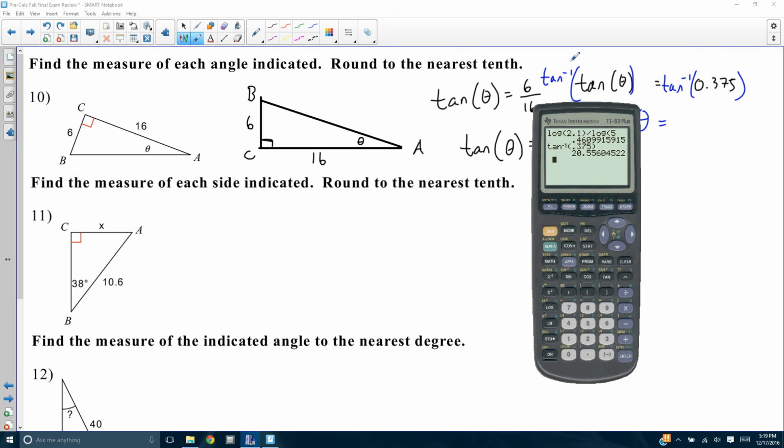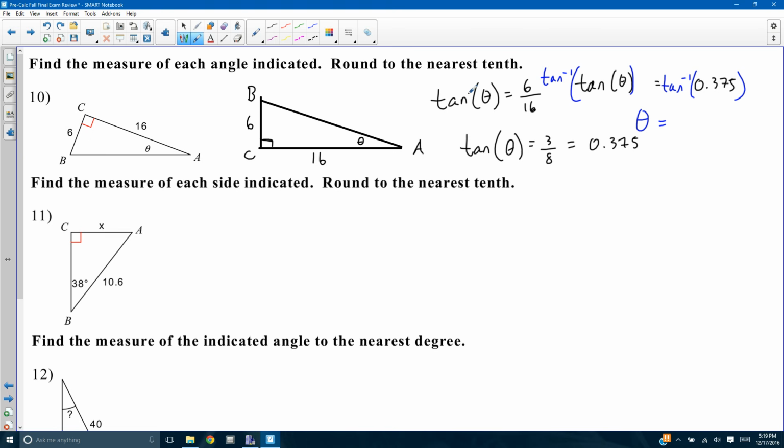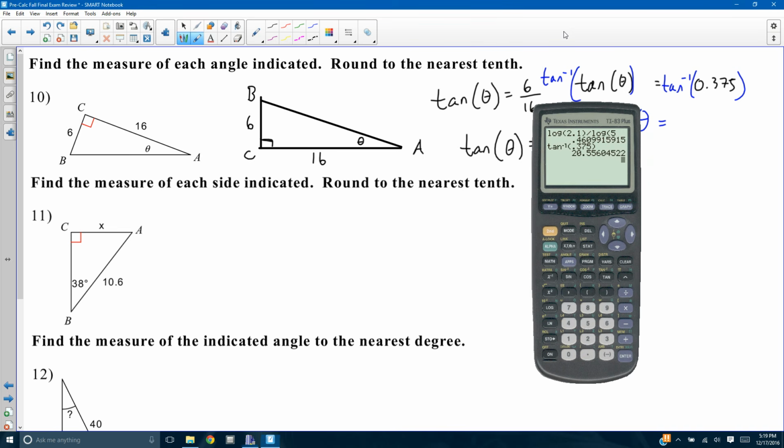So this is rounded. Rounded, we will be getting... How do I hide this calculator? There we go. Rounded, we are looking at... What was it? 20.55, so 20.6 degrees. There's my theta.